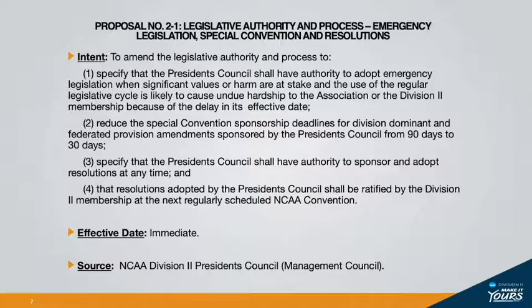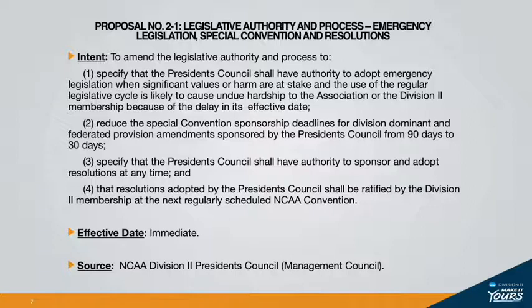The President's Council also has the authority to adopt resolutions that are temporary in nature. Further, the President's Council may call a special convention of Division II to vote on amendments to Division Dominant and Federated provisions. If adopted, Proposal 2-1 will permit the Division II President's Council to adopt emergency legislation when significant values or harm are at stake and the use of the regular legislative cycle is likely to cause undue hardship to the association or the Division II membership due to delay in its effective date.